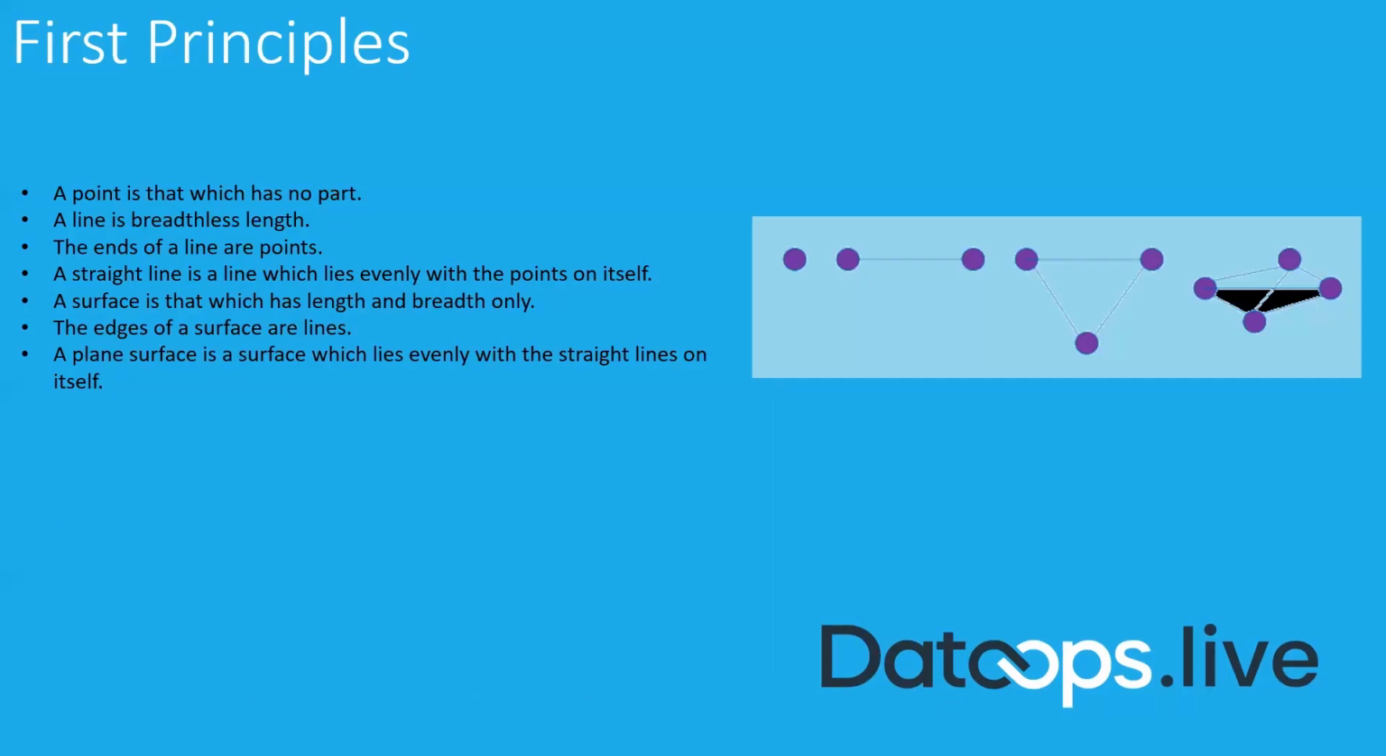Okay, so now to get started, first principles. These are the first seven definitions from Euclid. From these first seven definitions, which are illustrated by these first three images: a point has no part, a line is a breadthless length, a straight line is a line that lies evenly with the points on itself, a surface has length and breadth only, and then you can even increase that to volumes. So once you get a fourth vertex here, you actually have a volume.